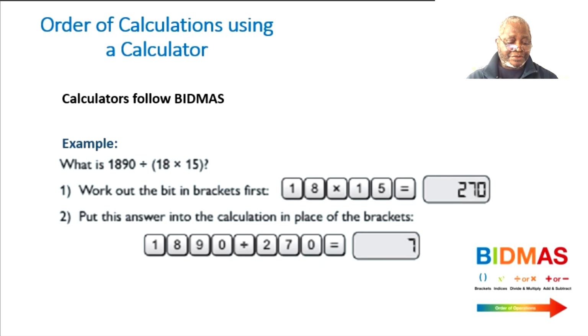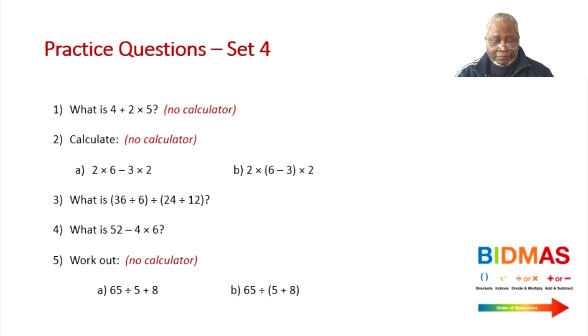What is 1890 divided by 18 times 15 in brackets? For your answer, you type in first of all 18 times 15, which is equal to 270, and then step 2, put this answer into the calculator in place of the brackets, as if doing your work manually. So you'll have 1890 divided by 270 equals 7.